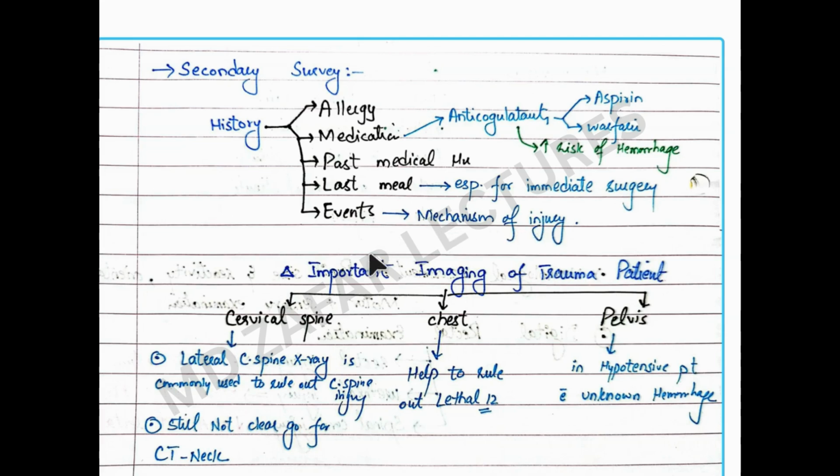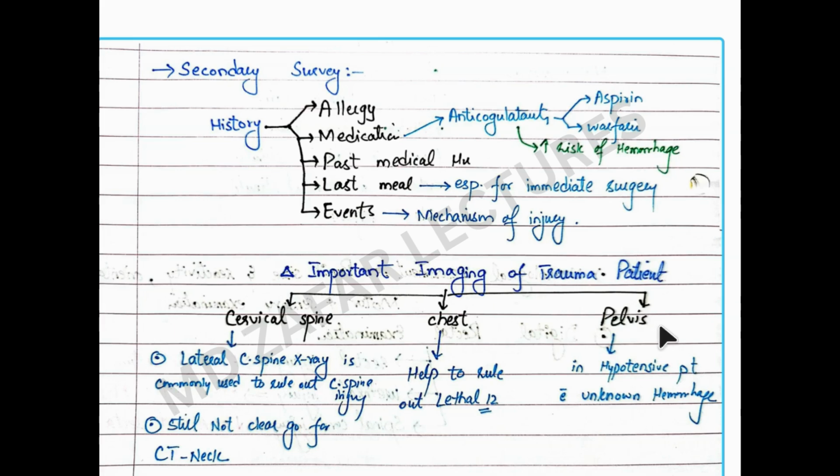So here is a short overview of the important imaging in a trauma patient to help us identify or pinpoint specific injury. First of all, we have the cervical spine. Lateral cervical spine X-ray is the most commonly used X-ray to identify or rule out cervical spine injury. If we are not clear, we can move towards the CT of the neck. For chest, a simple chest X-ray PA view can help us rule out lethal injuries. We will talk about these lethal chest injuries in the subsequent lecture.